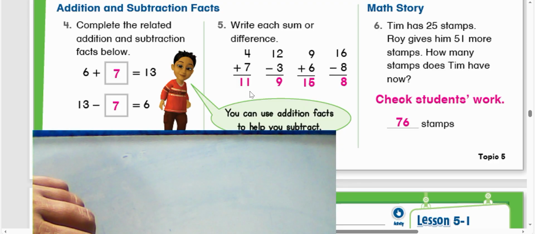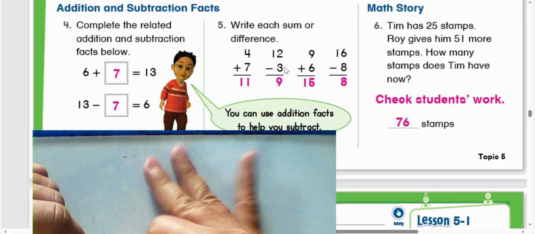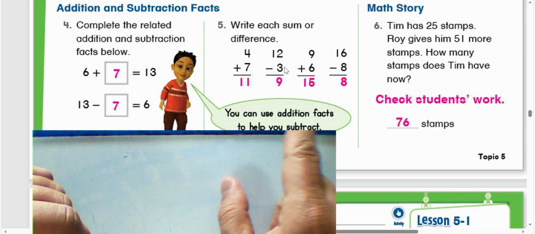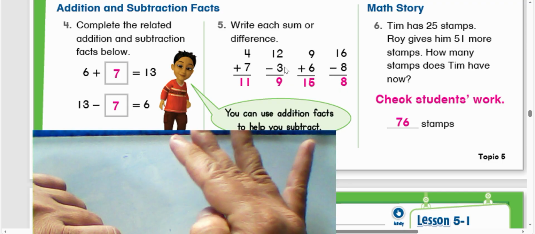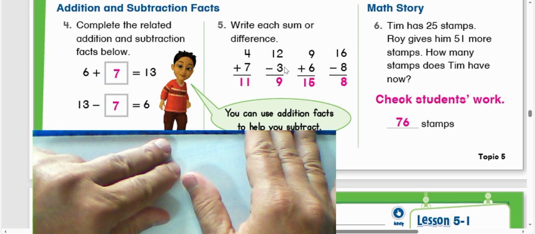4 plus 7 is 11. 12 minus 3, count back: 11, 10, 9. 12 minus 3 is 9. 9 plus 6 is 15. 16 minus 8, just after 8: 9, 10, 11, 12, 13, 14, 15, 16.